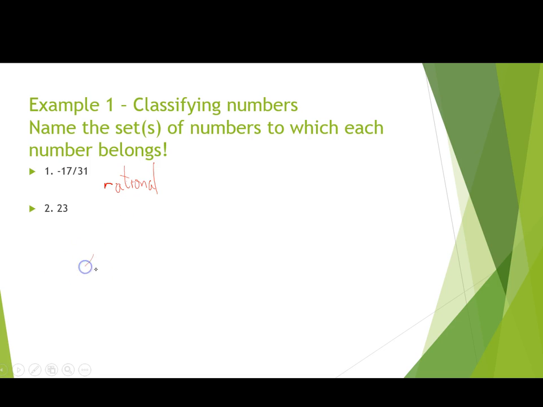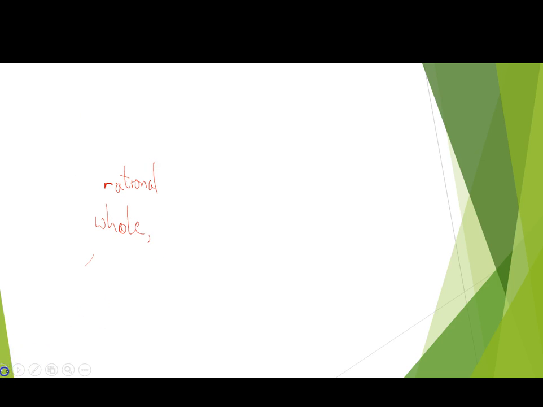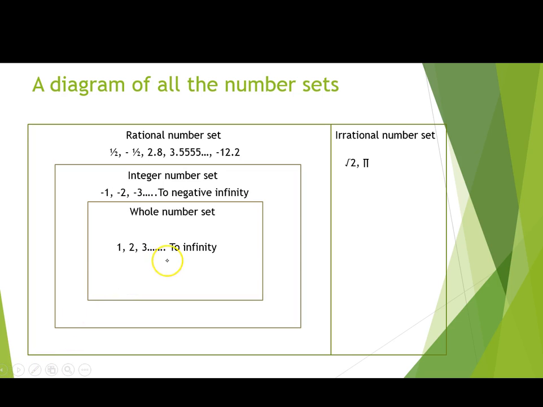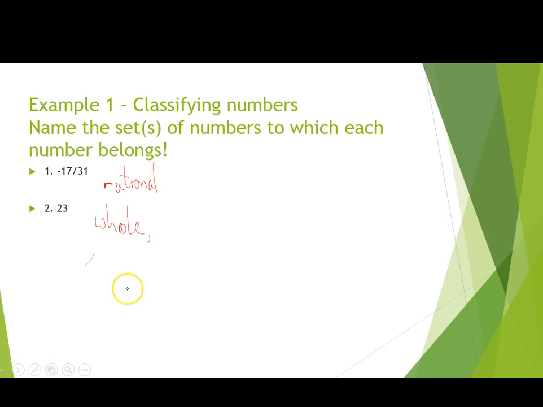Next number, 23, that would belong in the smallest box, the whole numbers box. It's one of those 1, 2, 3, 4, 5, 6, 7, 8, 9, 10. It's a whole number. Now, the question is, is that the only box that it belongs to? And the answer is no. If we go back to here, this box is actually in this box. So whatever is in here is also an integer. And whatever is in here is also a rational number. So technically, it's whole, it's integer, and it's rational.